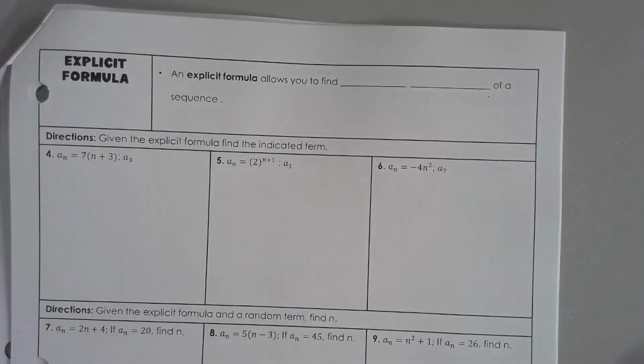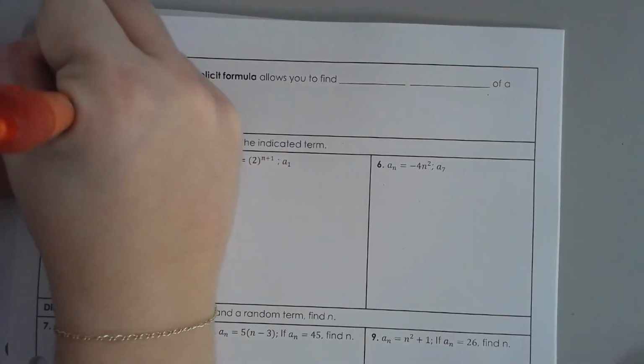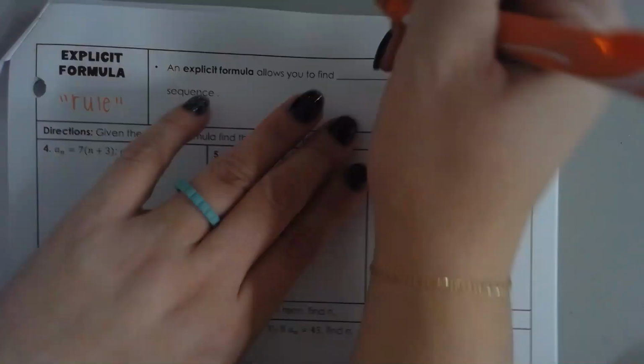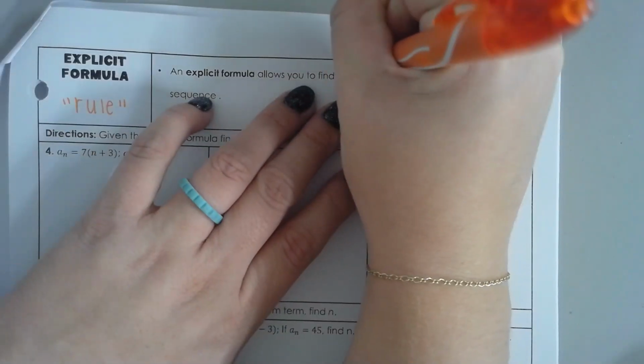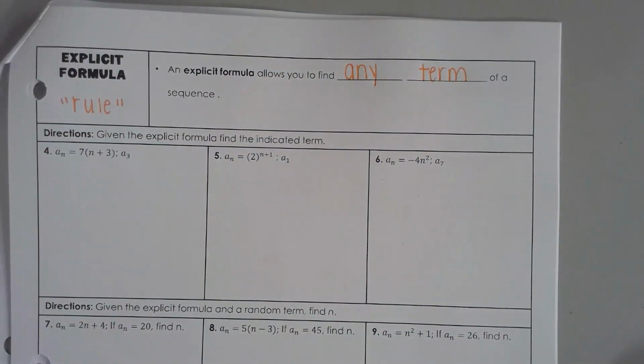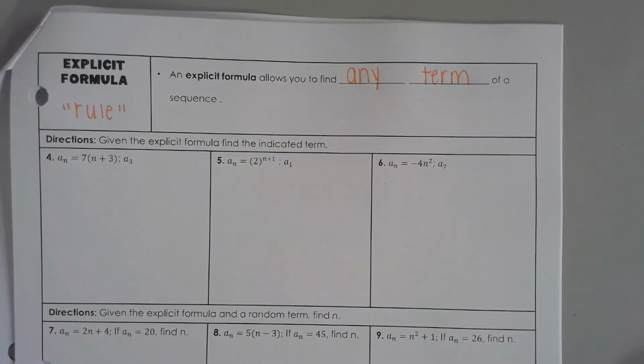Most of this unit is going to be using what we call an explicit formula. And an explicit formula, or just a formula, sometimes we call that a rule. That's going to allow us to find any term of a sequence. For today, I'm giving you the formula. Later on, you're going to be coming up with the formula yourself.